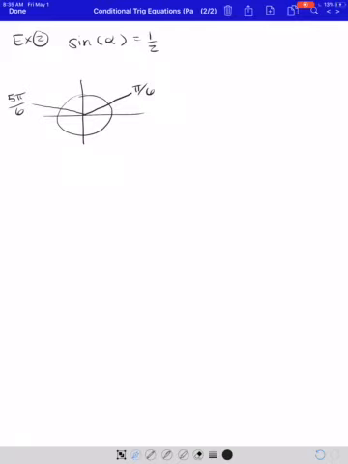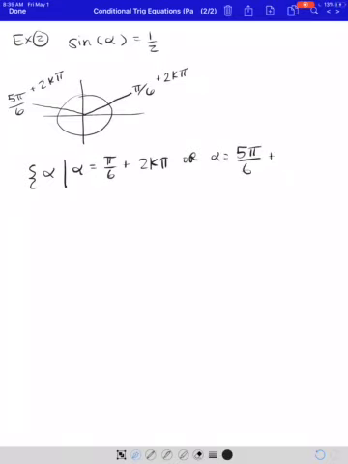And so to describe all of our angles that satisfy our equation, we can consider these two angles plus all of their coterminal angles. So we can just add 2k pi to each of them. And if we want to write down all of our solutions in set notation, that would look like the set of angles alpha such that alpha is equal to pi over 6 plus 2k pi, or alpha is equal to 5 pi over 6 plus 2k pi.